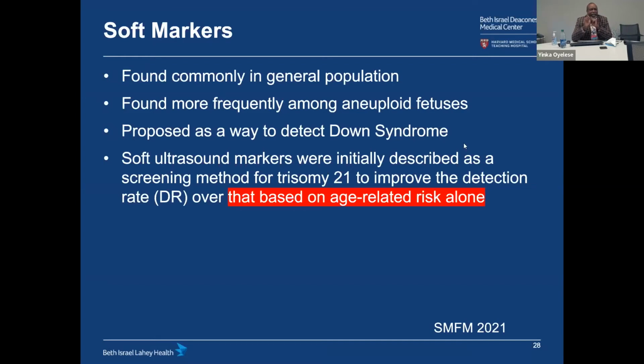But I want to emphasize something really important here. This is from SMFM in 2021. And it says soft markers were initially described as a screening method for Down syndrome to improve the detection rate over that based on age-related risk alone. So soft markers were introduced in an era where age was the only thing we had.